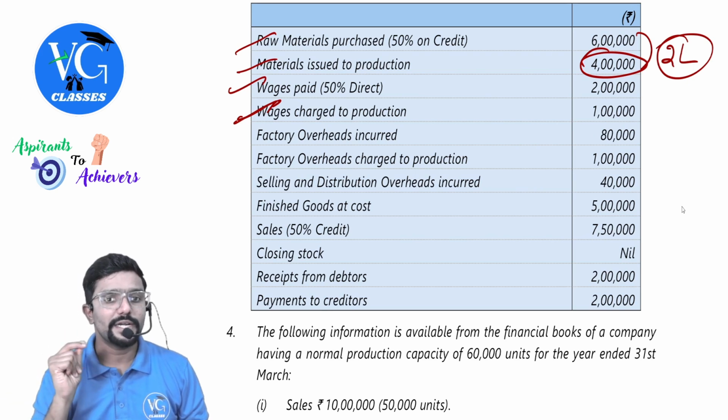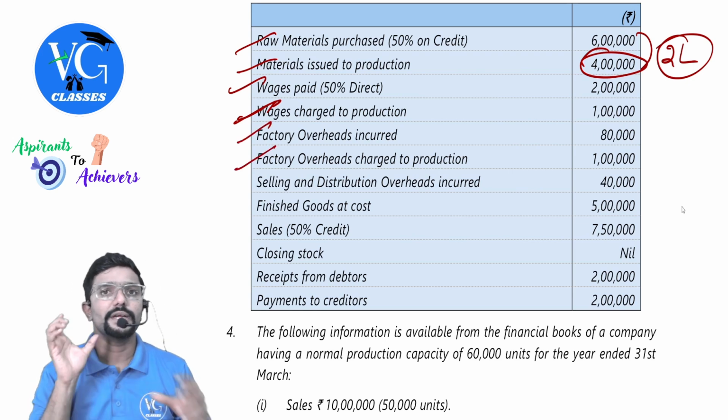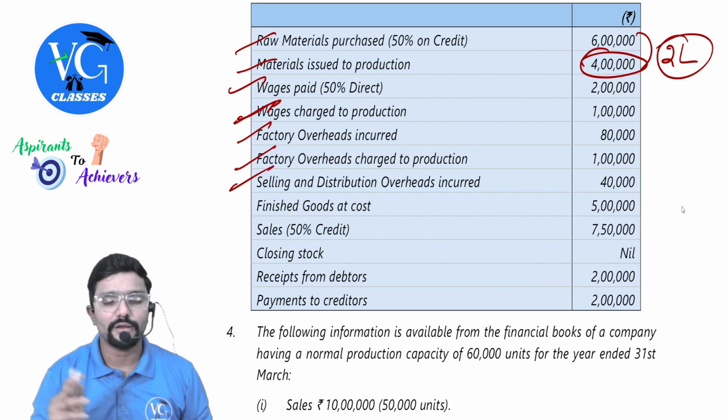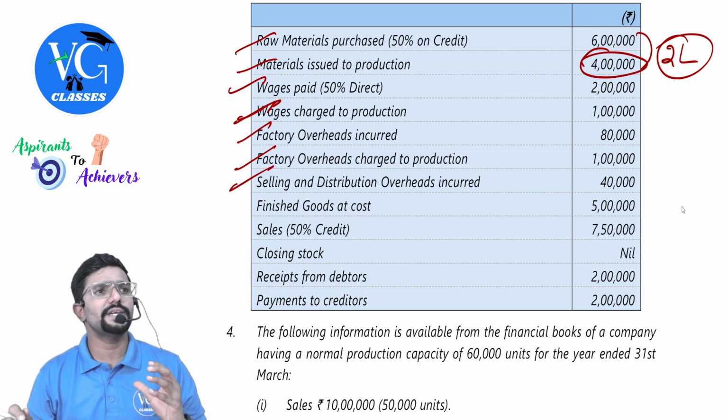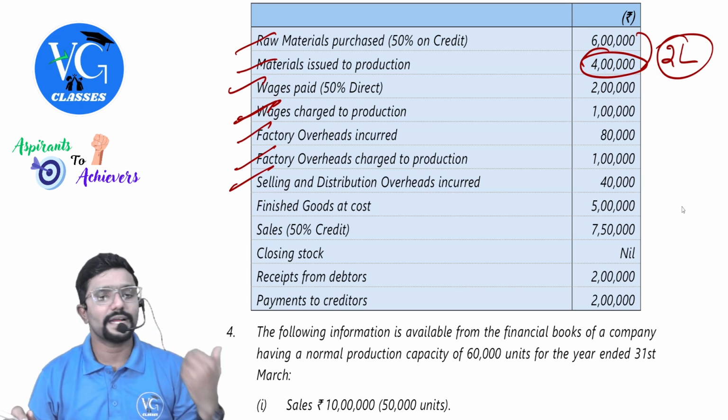80,000, 80,000. Factory overhead charged to production, where it will be charged to WIP control account. What is the entry? WIP control to factory overhead control account. Okay, so selling and distribution overhead incurred. How much is it, sir? 40,000. What is the entry? Selling and distribution overhead control account debit to bank account.